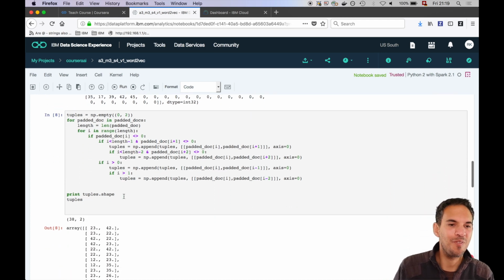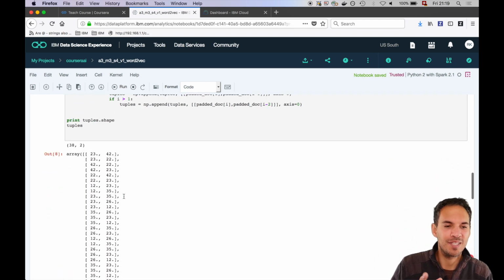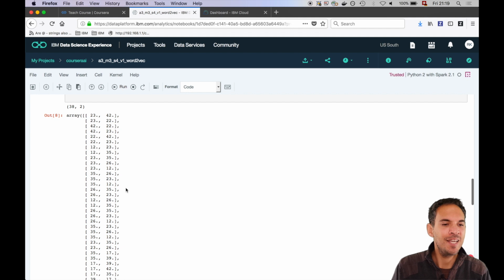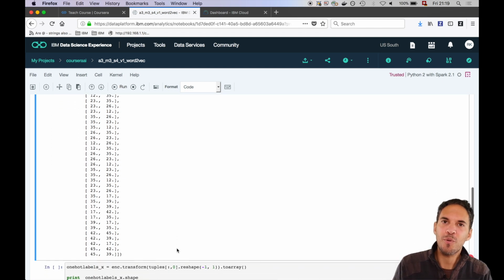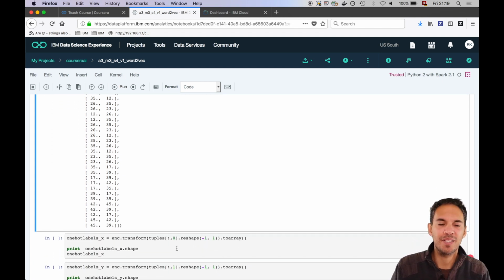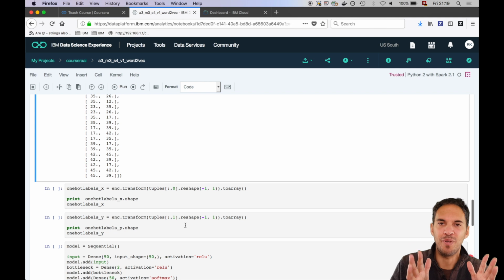Don't lose too much time with that nested for loop here, just look at the result. The result has a dimension 38 by 2, that means we have 38 word pairs, and the pairs, as the name implies, have dimension 2.